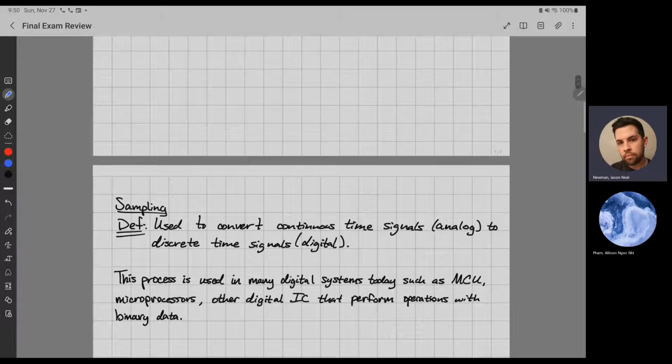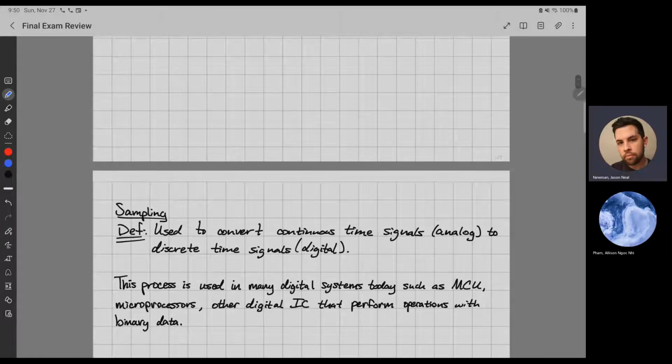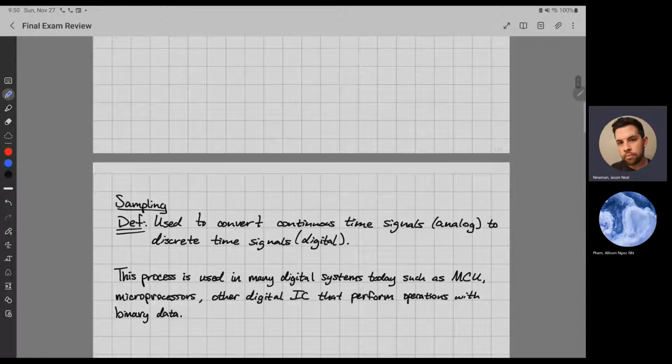So sampling is basically a part of the analog to digital conversion process. It's used to convert continuous time signals, which is analog, to discrete time signals, which is digital. This process is used in many digital systems, such as microcontrollers, microprocessors, and other digital integrated circuits that perform operations with binary data.